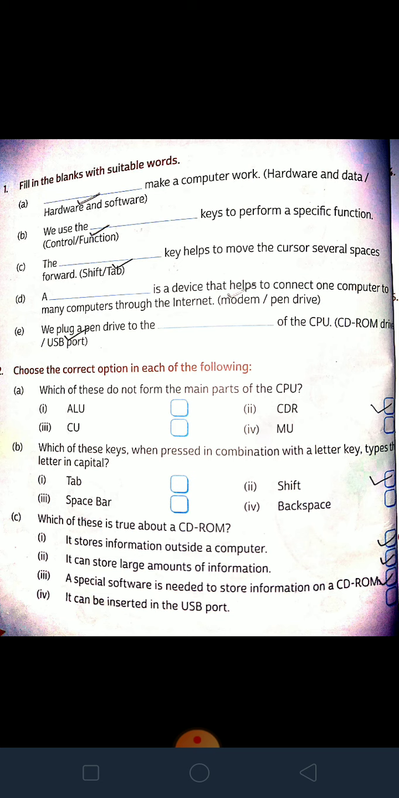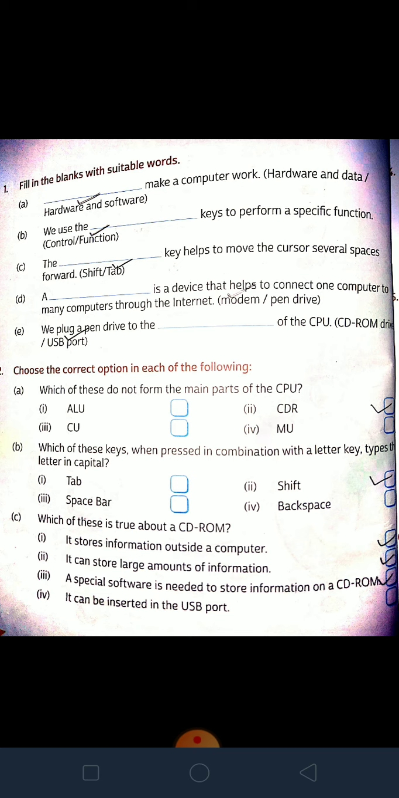Then question number B is which of these keys when pressed in combination with a letter key types the letter in capital? That one is our shift key. Okay children, answer is our shift key.